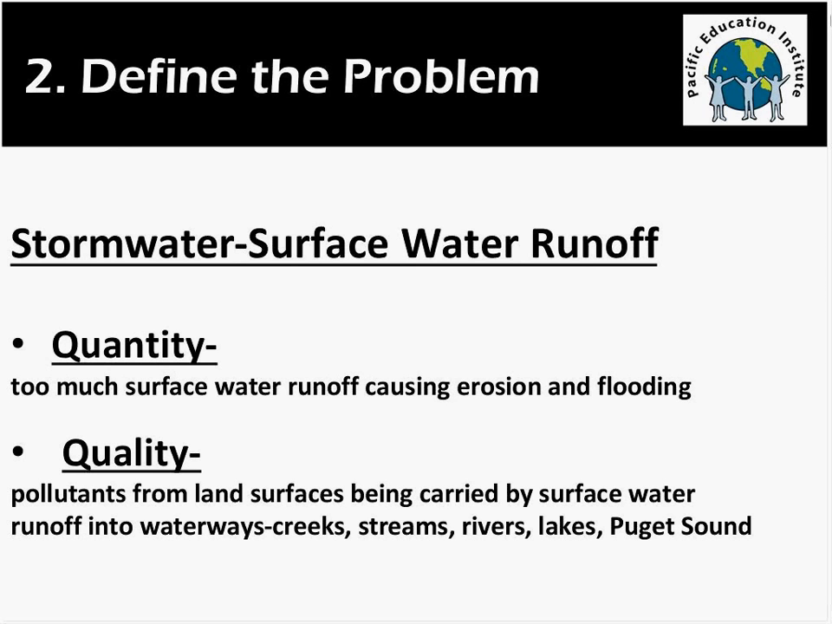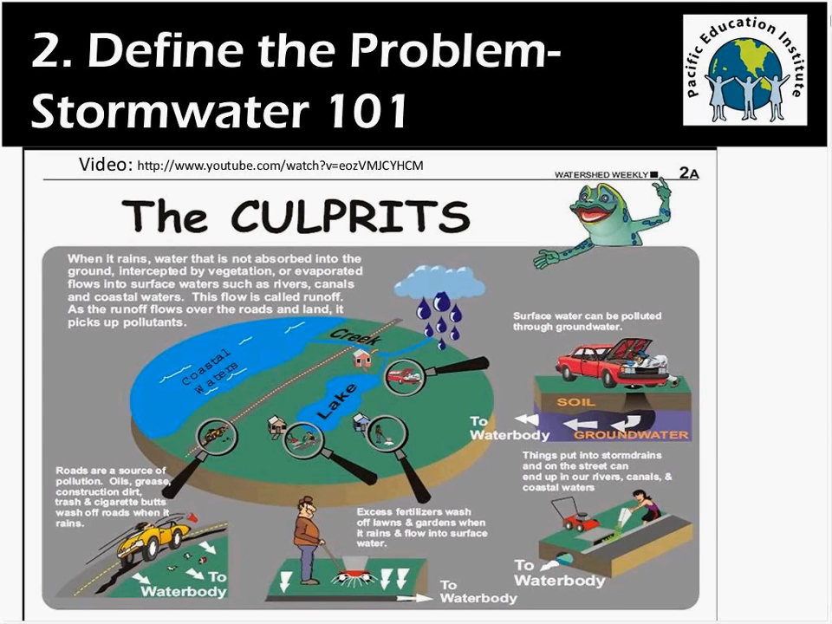So this is a major problem in our area, and so later when we talk about stakeholders, there's going to be a lot of them. Because for Puget Sound, now 70% of the pollution going into our Puget Sound is due to surface water runoff. So this is a huge problem in our area and a very important environmental issue. So defining the problem, there is a video called Stormwater 101, and we've given you a link to that.